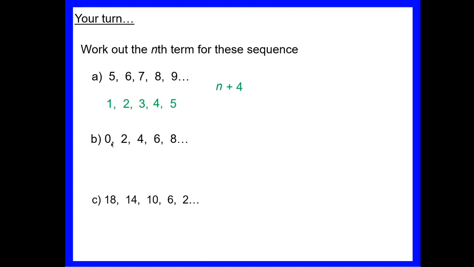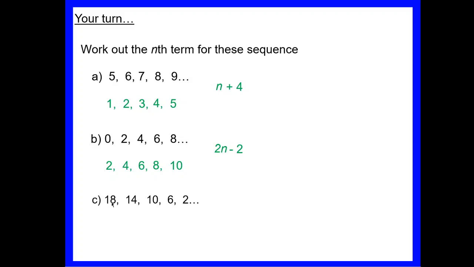Our next sequence then, we can see we're going up in 2s. So that's 2n. Let's write the sequence for 2n. 2 times 1 is 2. Then 4, 6, 8, and 10. We compare it. To get from 2 to 0, I'd have to take away 2. From 4 to 2, I have to take away 2. Take away 2, take away 2. So I put take away 2, subtract 2 at the end.